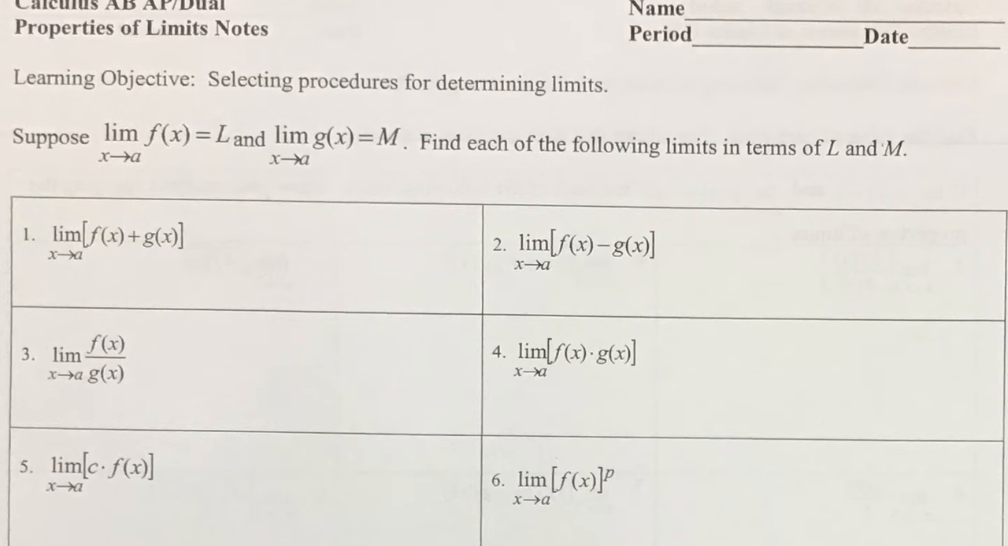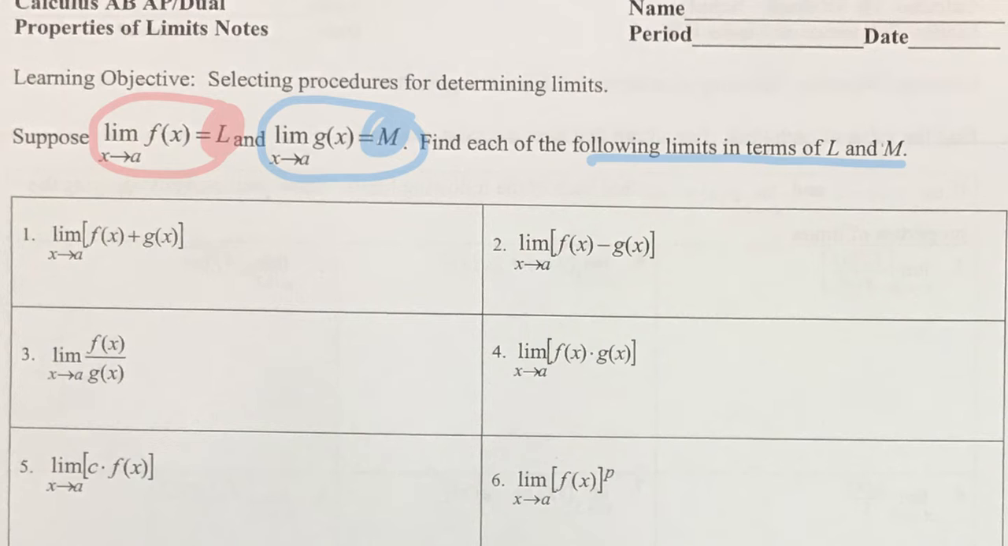Talking about properties of limits. Okay, so we're going to assume two things when we're talking about these. Number one, that the limit of the f function is called L, right? That's the real number L that the f function is going to be going to. And the g function is going to m. Okay, so it says express the following limits in terms of L and m. L is the limit of the f function, and m is the limit of the g function.